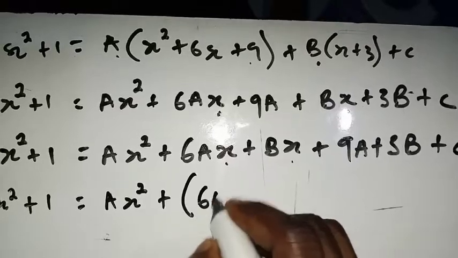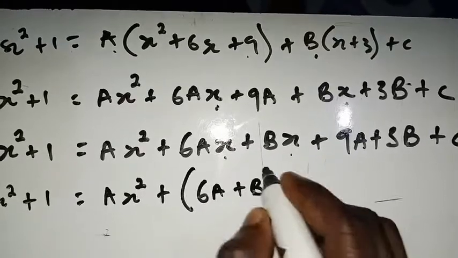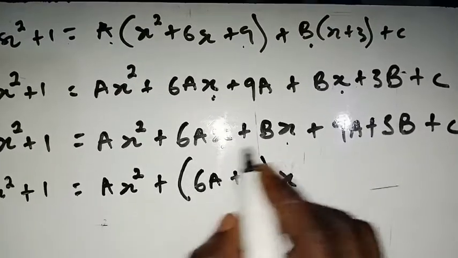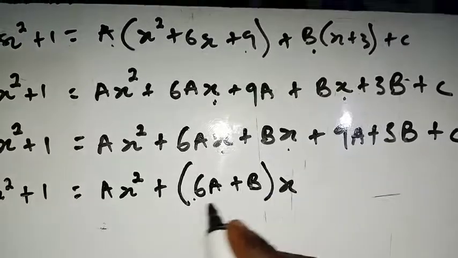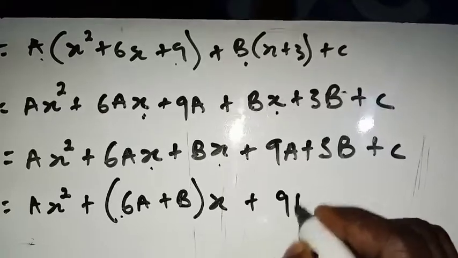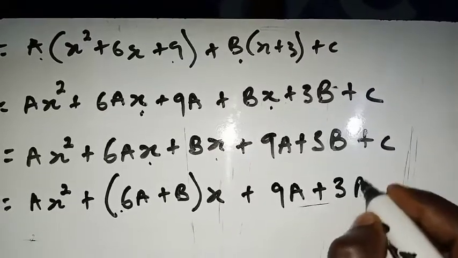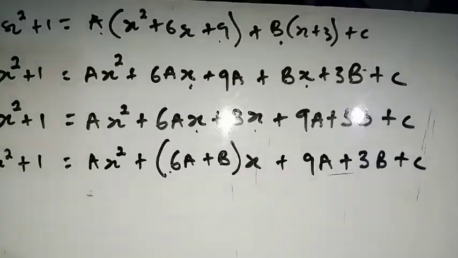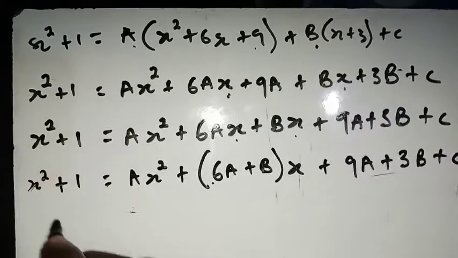So you have 6a plus b here, everything multiplied by x, right? Just the same thing. That tells me that everything is coming from the x family, and then plus 9a plus 3b, and then plus c, right? Okay, so perfect. Now we can proceed.